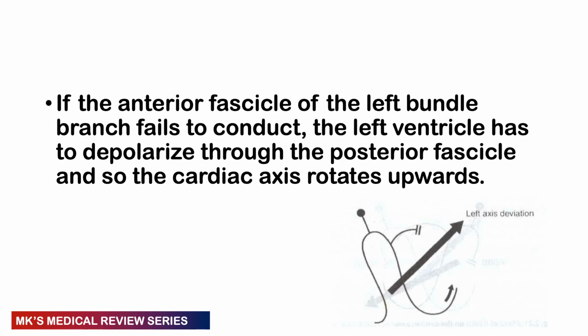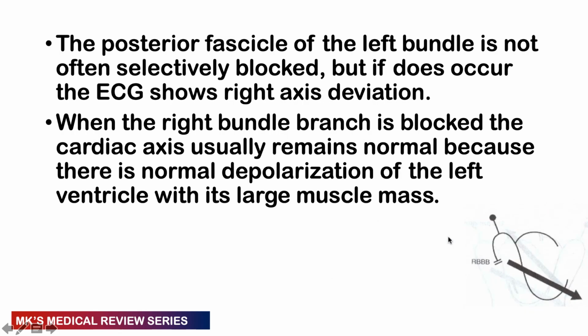So if the anterior fascicle of the left bundle branch fails to conduct, it means that the left ventricle now has to depolarize from the posterior fascicle. So if the anterior fascicle is blocked, it has to depolarize from the other fascicle. This means that it's going to cause your cardiac axis to rotate upwards. So this results in a left axis deviation.